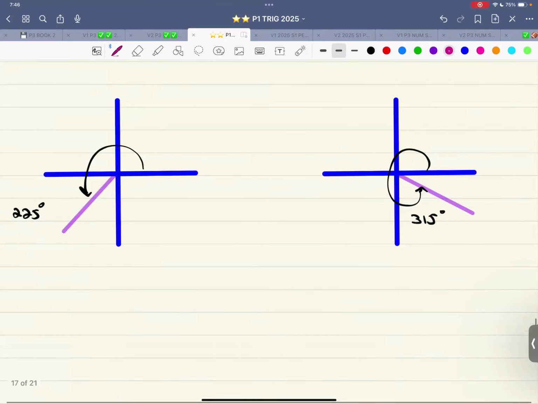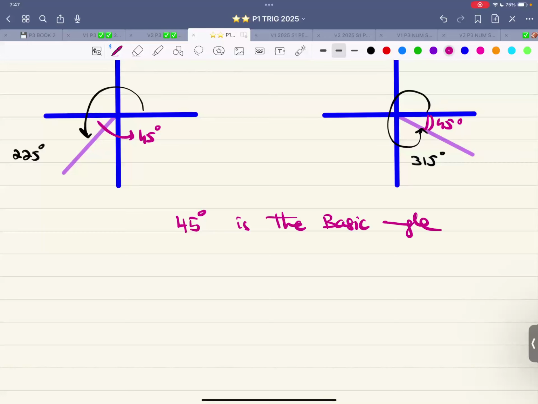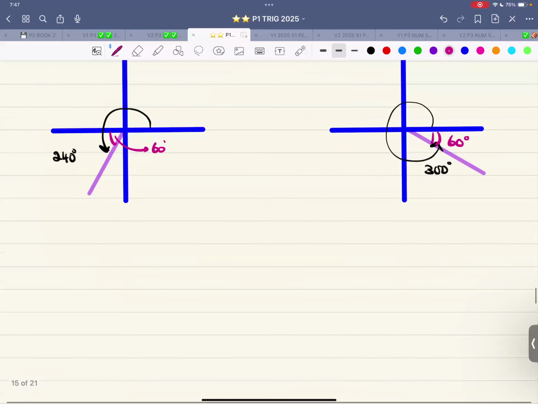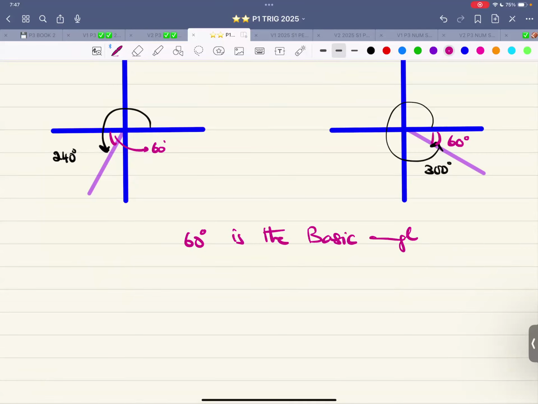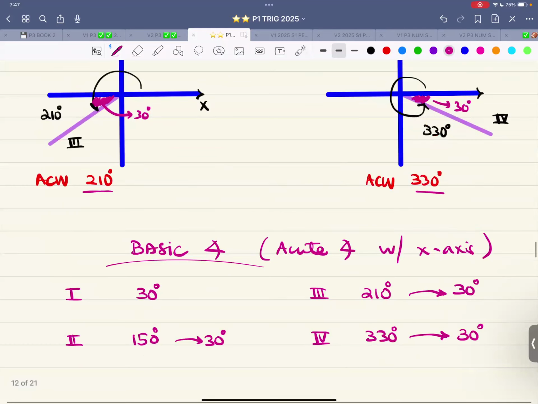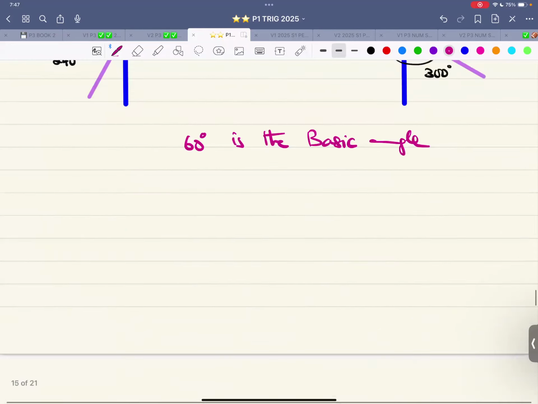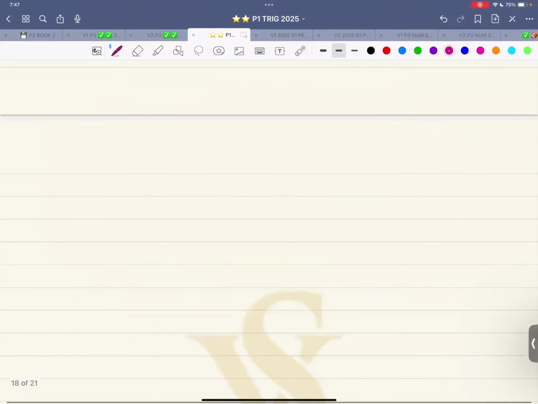135 plus 45, 180. 225 minus 45, 180. 360 minus 45, 180. So 45 degree is the basic angle over here. And let me go up. 60 degrees is the basic angle in these four diagrams. Let me go further up. That is the 30 degrees is the basic angle over here. All good, all clear? So now let me write down the ratios over here.